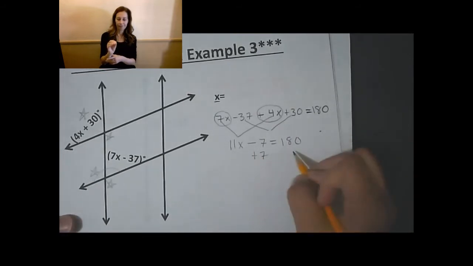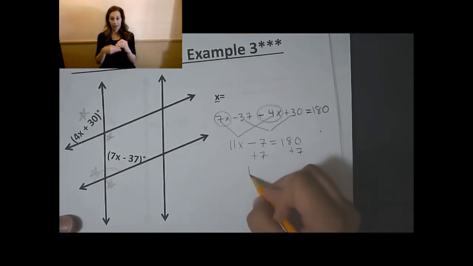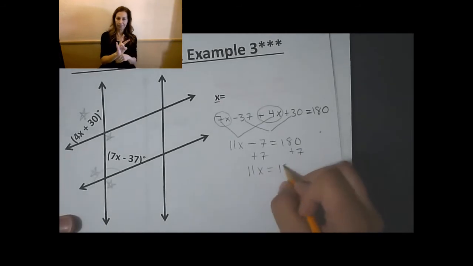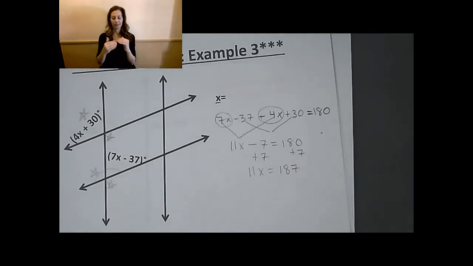Then I'm going to add 7. Add 7. 11x equals 187. Alright.